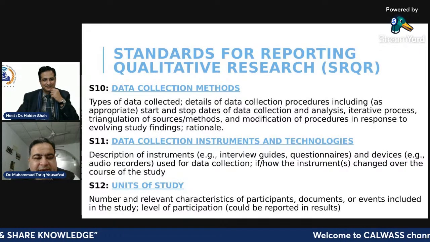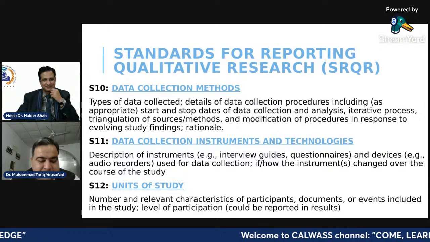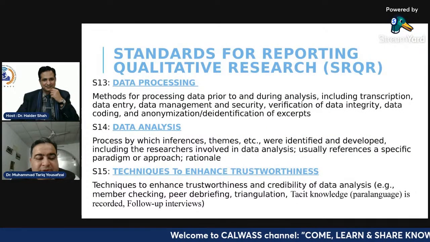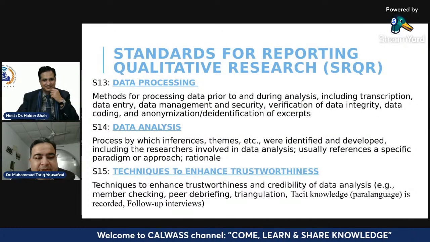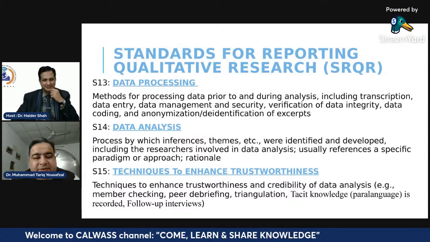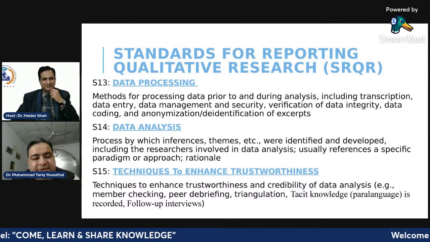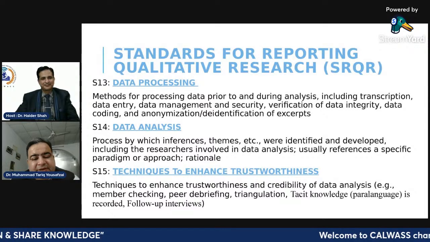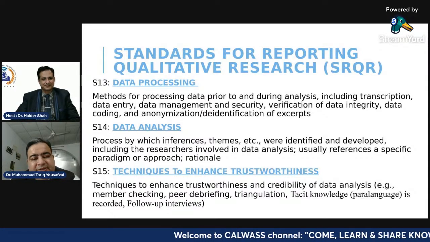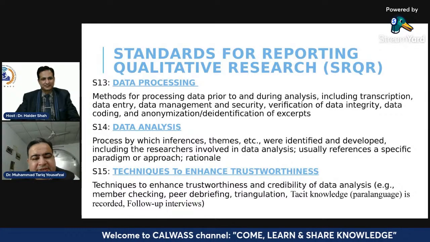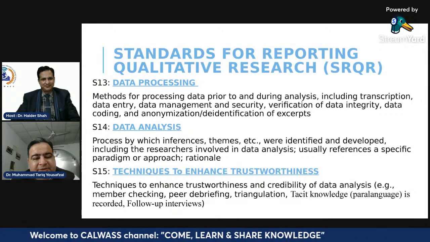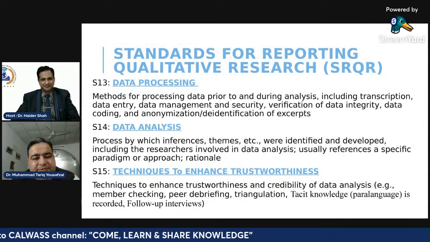Moving ahead, data processing. Obviously, methods for data processing prior to and during analysis, including transcription, data entry, data management, security verification, data integrity, data coding, anonymization, and de-identification. I have already deliberated upon them. For anonymization, I used the pseudonym, the alias name.